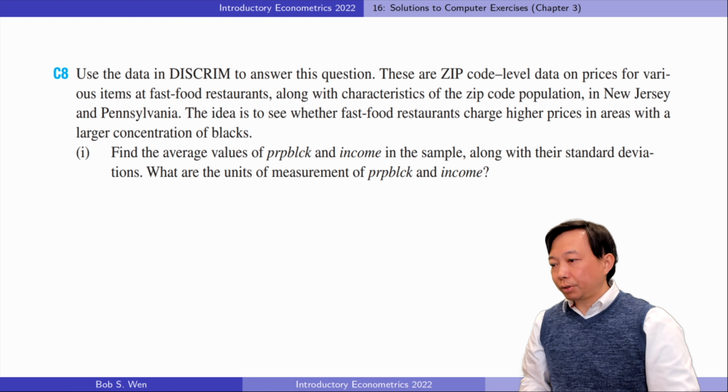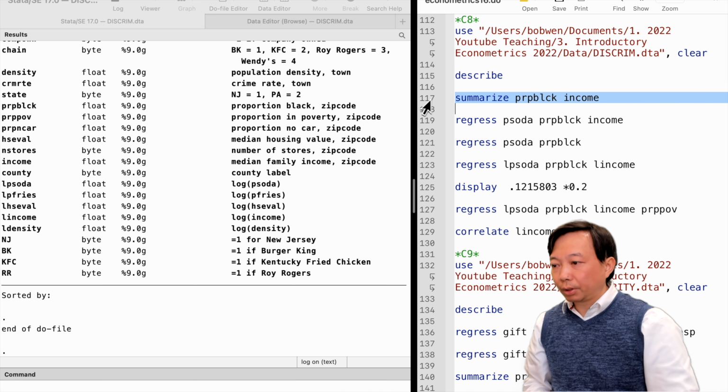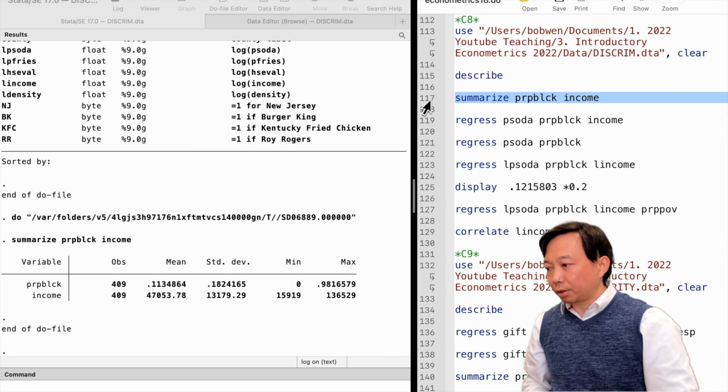Let's go to computer exercise number 8. We use the command summarize to obtain the sample mean and the standard deviation. The proportion is measured from 0 to 1. The income is measured in dollars.